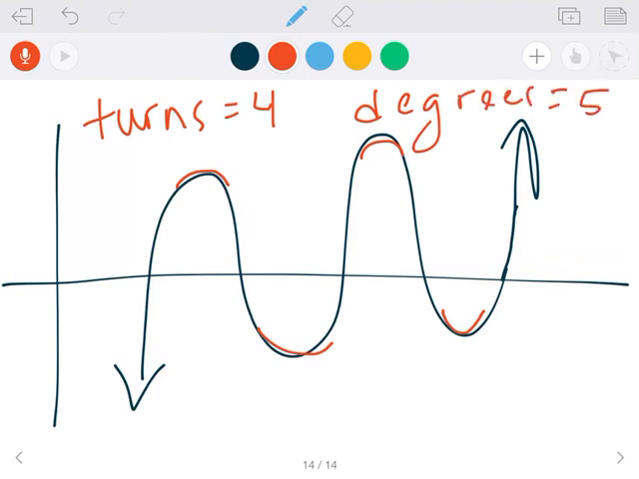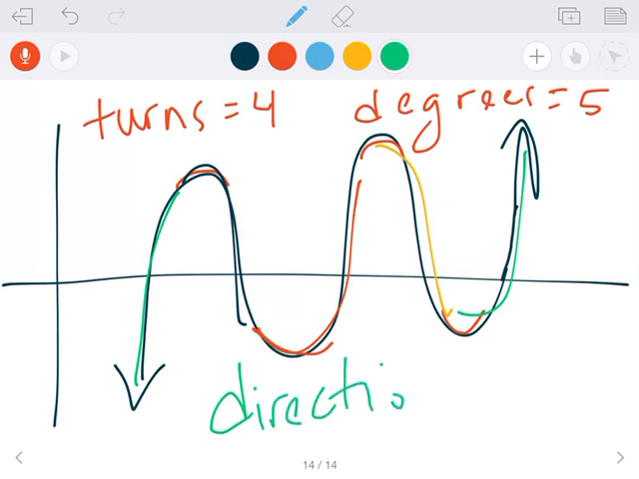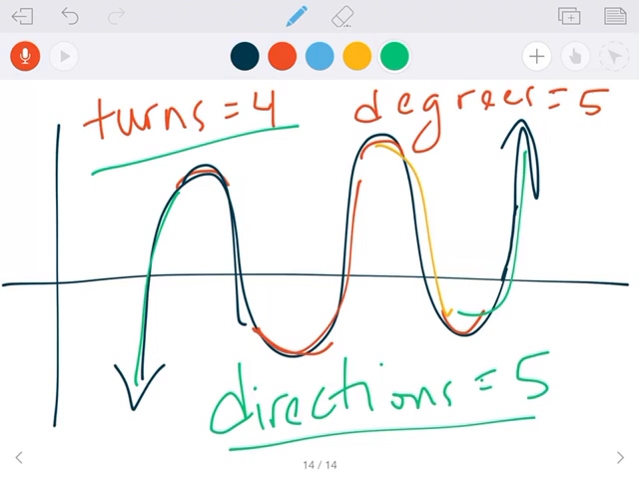Because I don't like to remember if it's 1 more or 1 less, I like to just think about the number of directions. So we go up first, and then we go down, and then we go up, and then we go down, and then we go up again. And so if you count those different directions, up, down, up, down, up, that's 5. And that's also the number of degrees. So you can think about it as turns being 1 less than the number of degrees or directions being equal to the number of degrees.